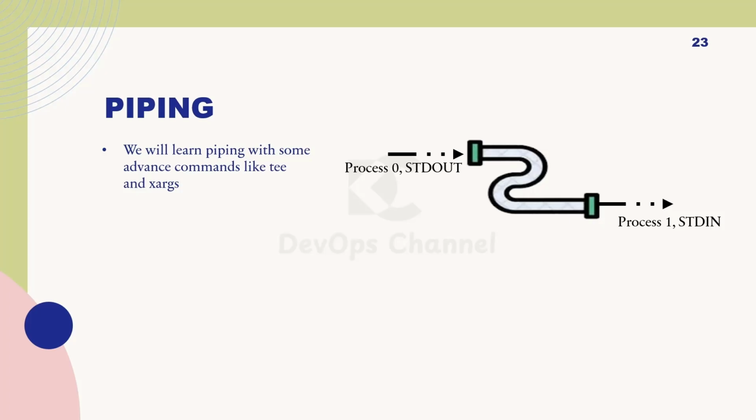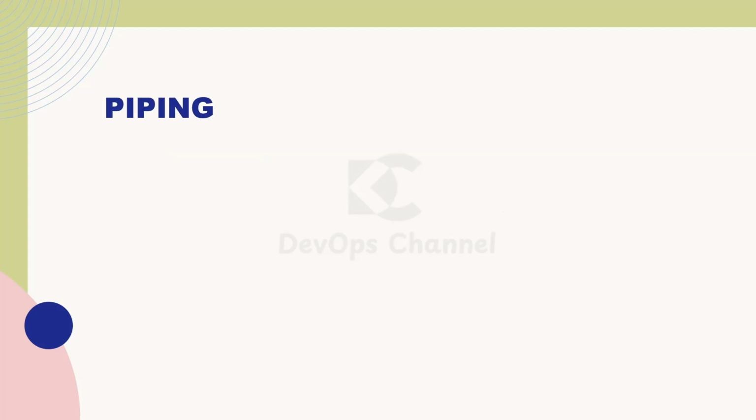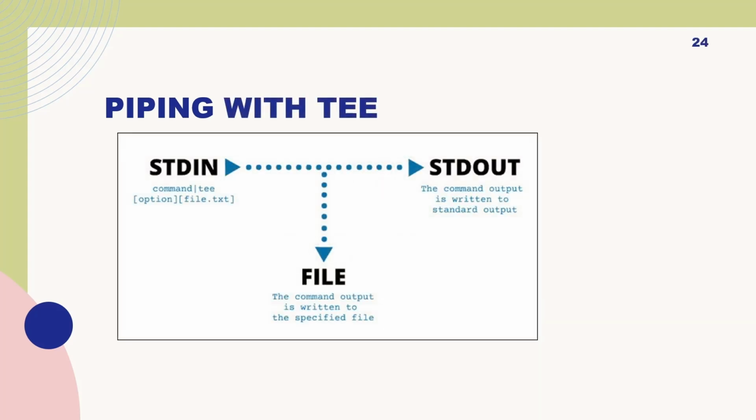Hi friends, in the earlier video we have seen the working of piping and why piping is needed. In this video we will learn piping with the tee command. What tee does: you might remember that we want to also save the original file to a file and then we want to pass it to output.